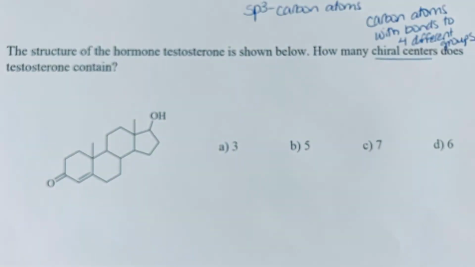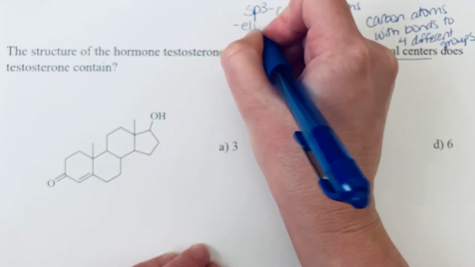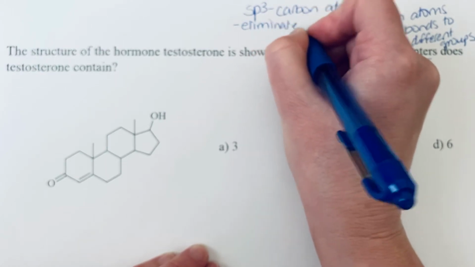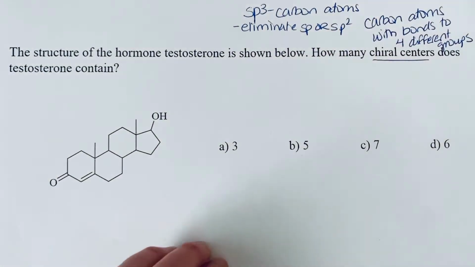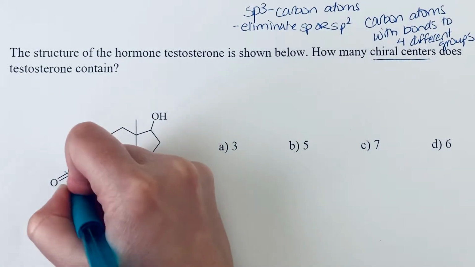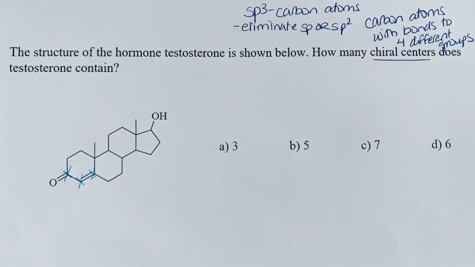So there are some strategies that we can take. There are a lot of carbon atoms in testosterone. We don't want to look at them all. So the first thing that we can do is we can eliminate any carbon atoms that are not sp3. So we're going to eliminate sp or sp2 carbon atoms. So that's the first thing that I would do, I would eliminate these sp2 centers from consideration.